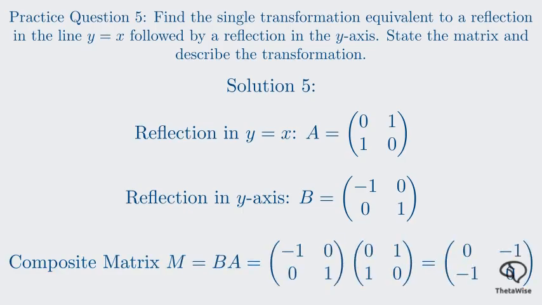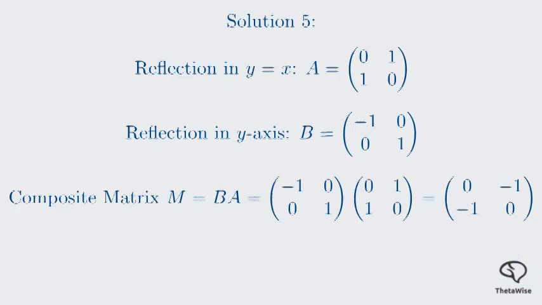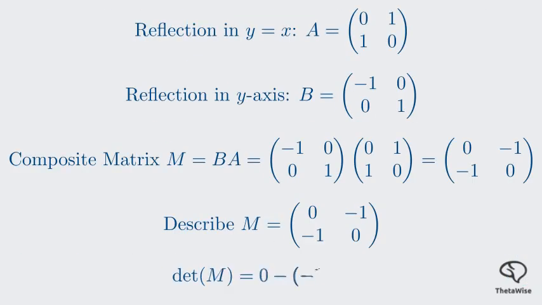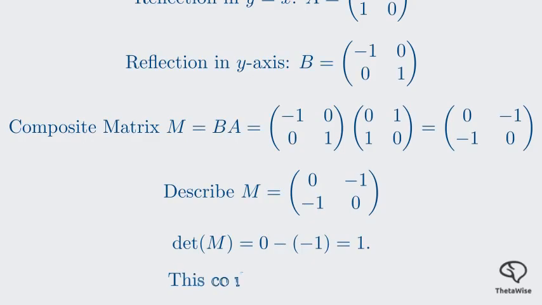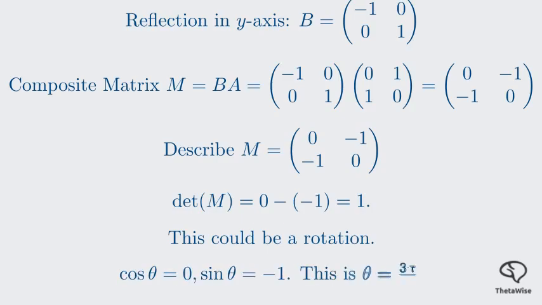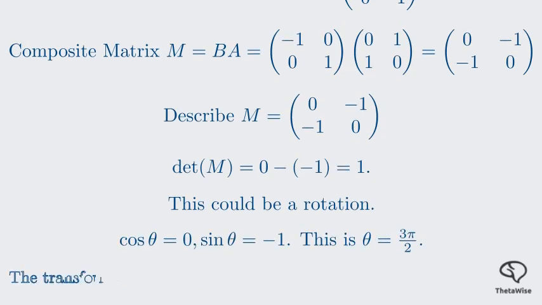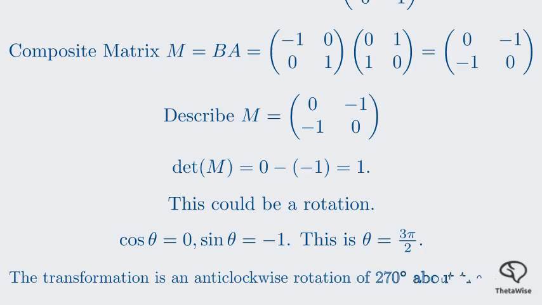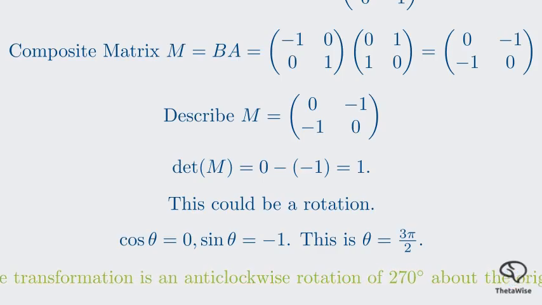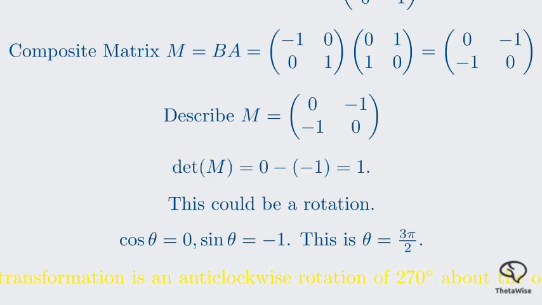Now we need to describe this matrix. Let's look at its determinant. The determinant of M is 0 minus (-1), which is 1. A determinant of 1 tells us it's either a rotation or a horizontal shear. The form of this matrix, [[a, b], [-b, a]], is a rotation matrix where cos theta is 0 and sin theta is 1. This corresponds to an anti-clockwise rotation of 3 pi over 2, or a clockwise rotation of pi over 2. So, the composite of a reflection in y equals x and a reflection in the y-axis is equivalent to an anti-clockwise rotation of 270 degrees about the origin.